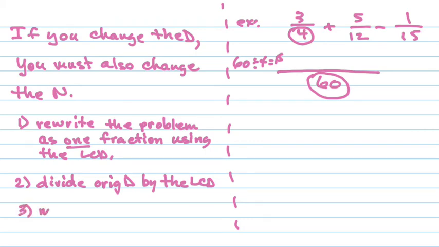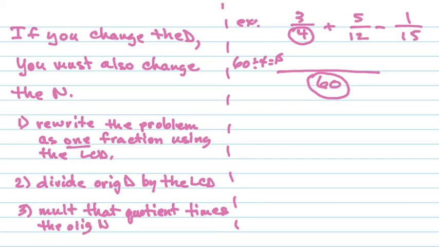Third, multiply that quotient, and yes, I'm using that math word on purpose. Quotient is the answer you get when you divide, right? So that 15 is the quotient. That quotient times the original numerator. Okay, that says original. It doesn't look like it, does it? The original numerator.